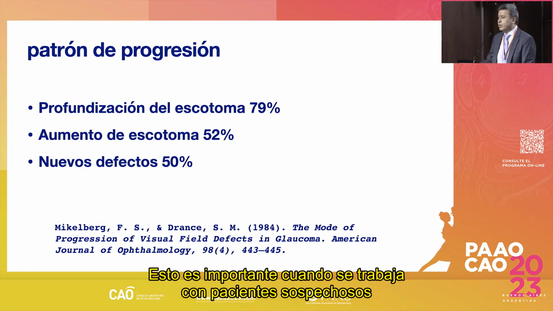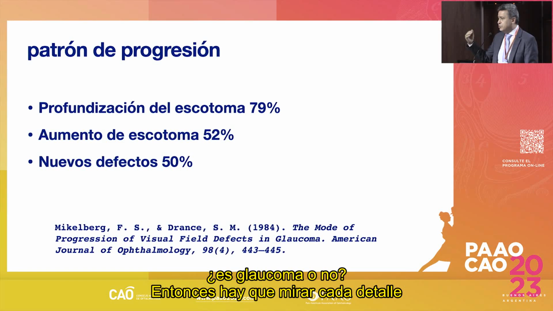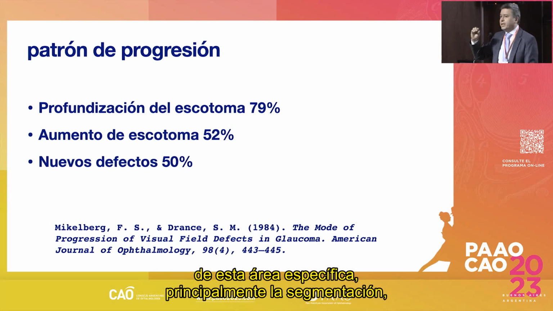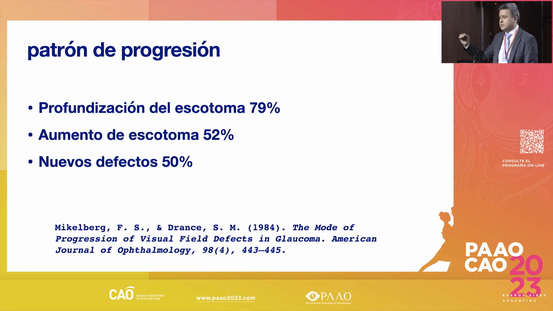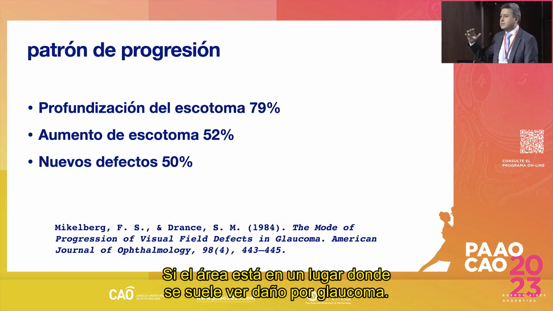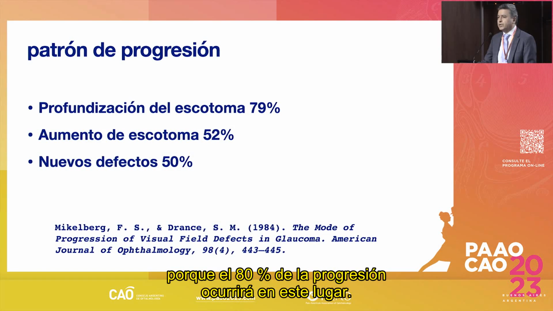And this is important when you're working with a suspicious patient, because you have this area that Professor Don Hood is explaining very well. Is it glaucoma? Is it not glaucoma? So you have to look at every detail of this specific area, mainly the segmentation, if it was already done, and also if it makes sense. If the area is in a place where you usually see glaucoma damage, and if you're sure about the damage, pay attention to this specific place, because 80% of the progression will happen in this place.